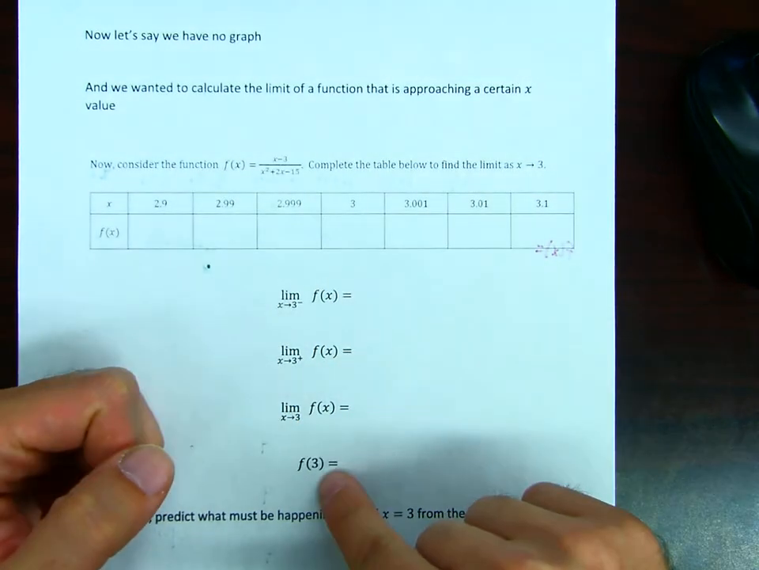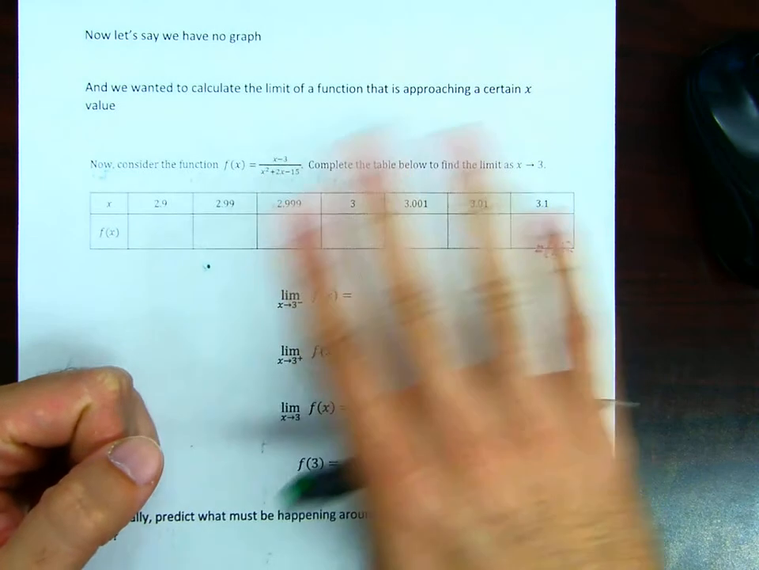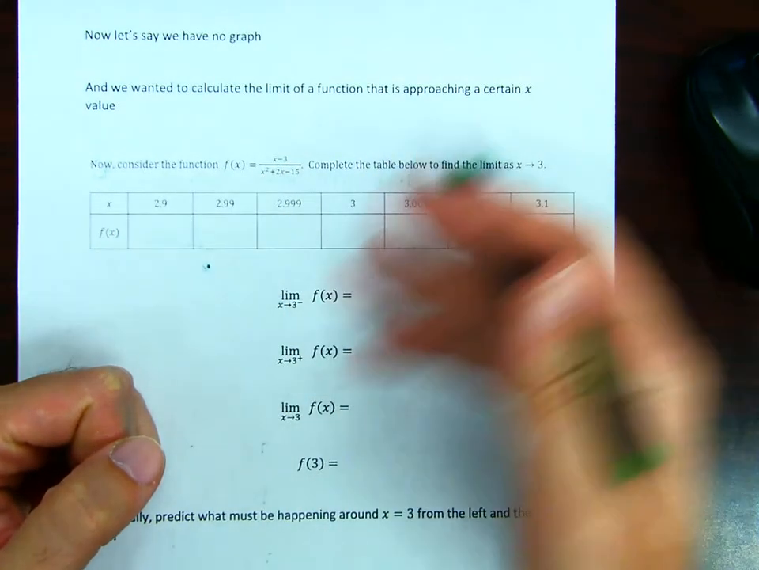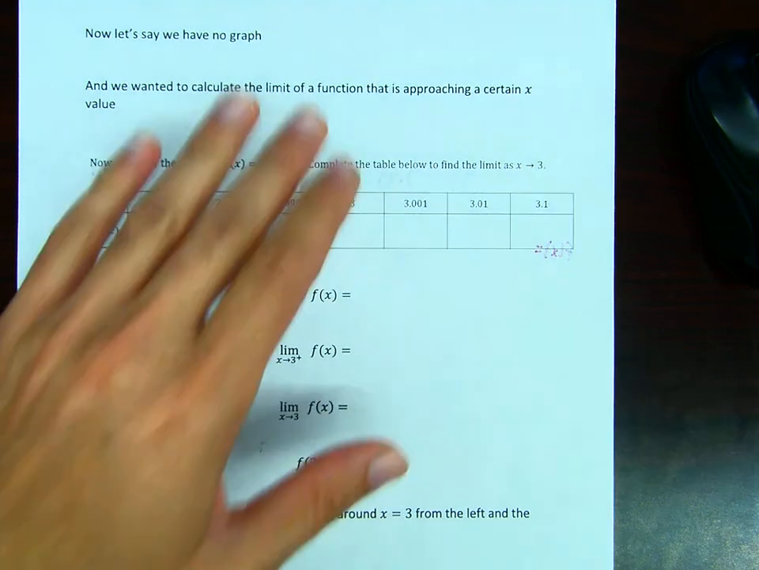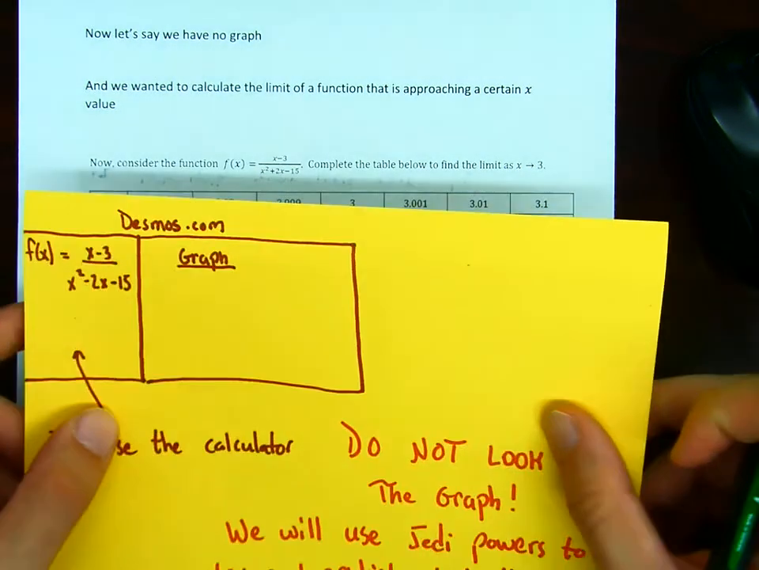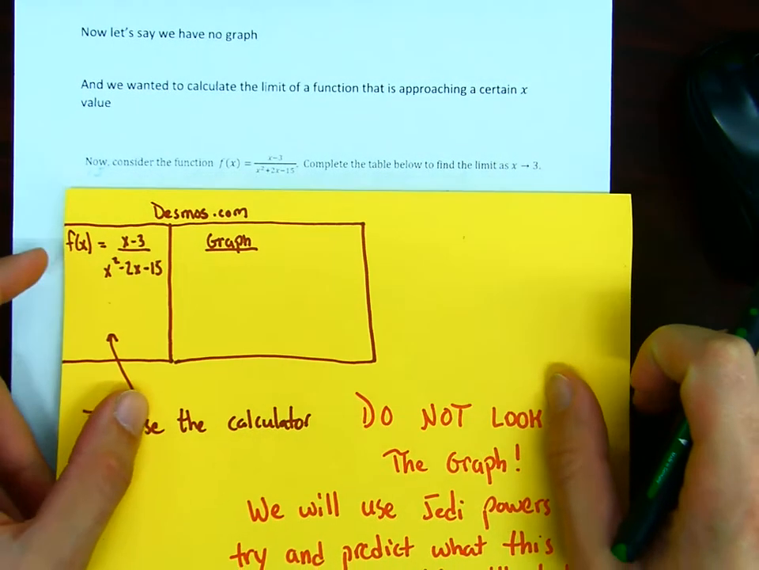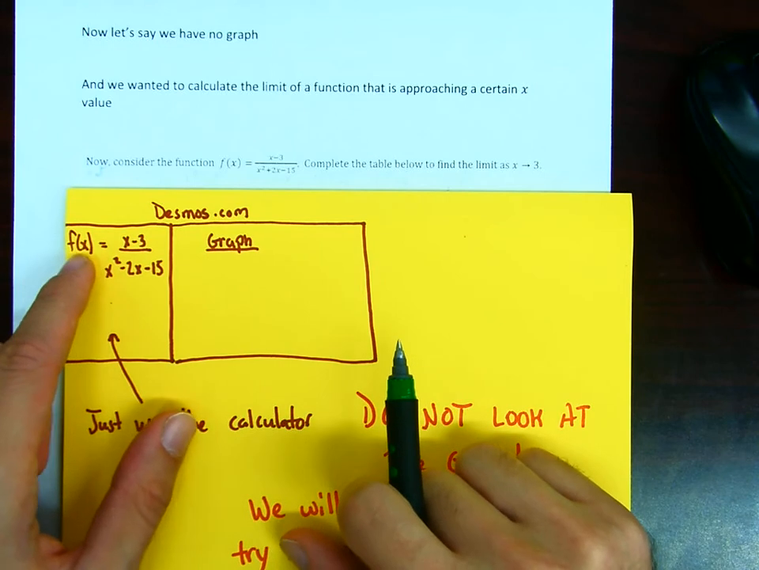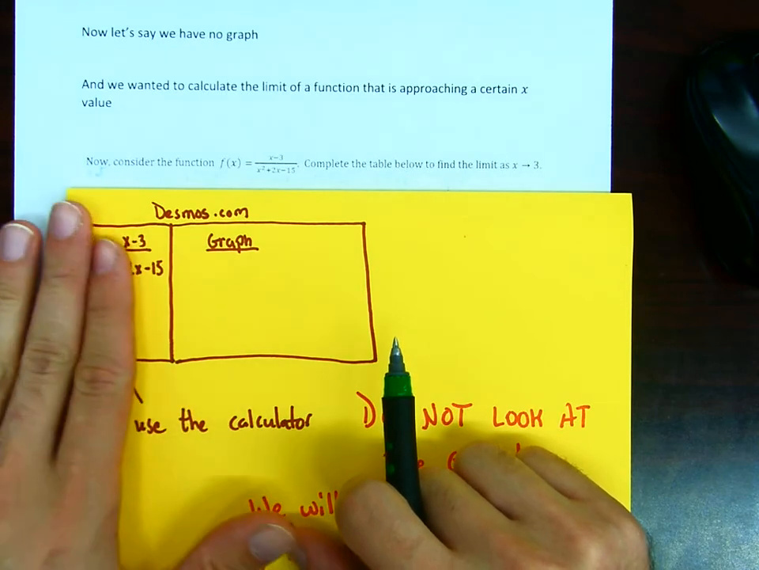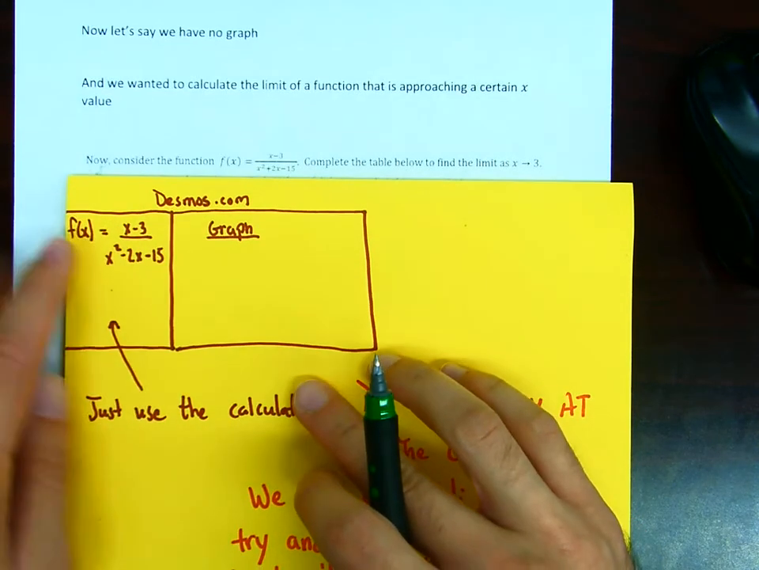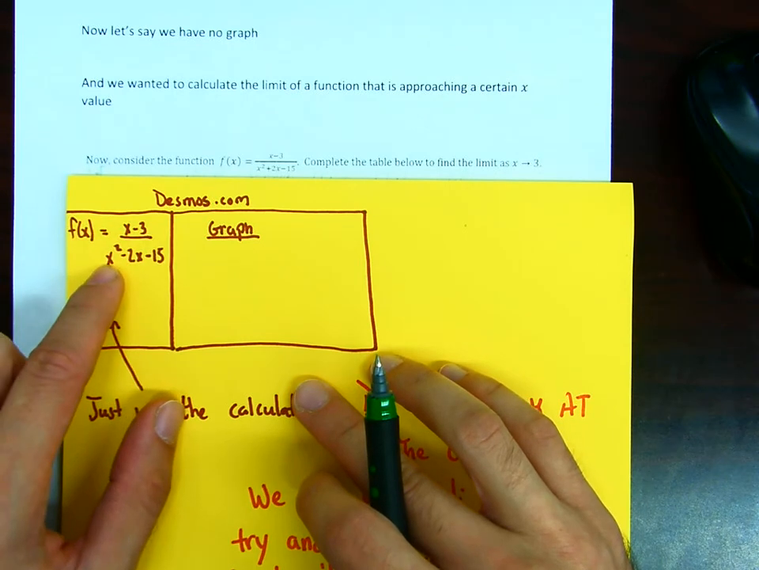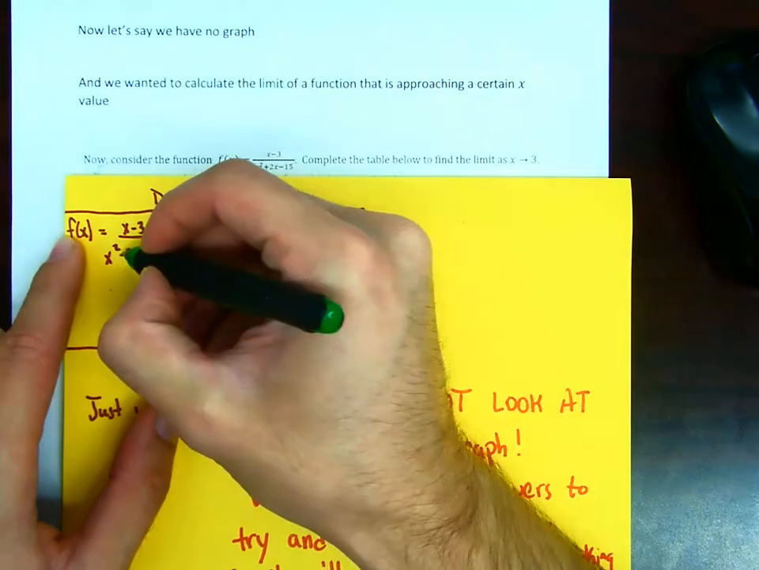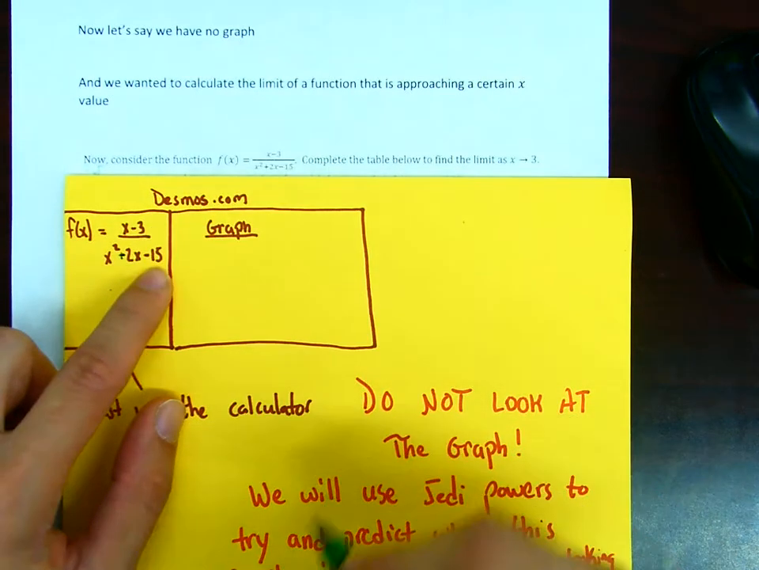Is it defined at f of 3? And notice that there's no graph. So how would I like you to actually do this example without me being there, right? What I want you to do is you go to desmos.com and erase everything from the previous example, and plug in the function f of x equals x minus 3 over x squared, this should be plus 2x minus 15.